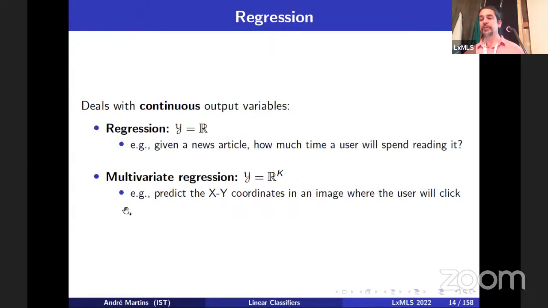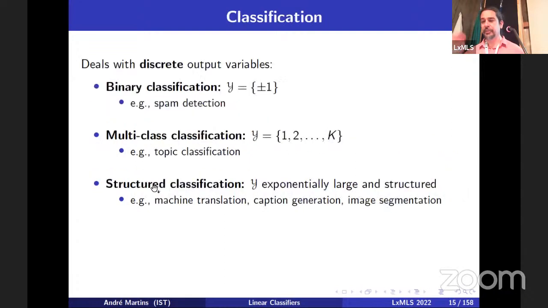Another example is multivariate regression. This occurs if you are predicting not just a single continuous quantity, but multiple continuous quantities. It's interesting if these quantities are correlated with each other. One example is when the input is an image, and you want to predict the position in the image where a user is going to click, given by its XY coordinates. So in this case, you need to predict two real numbers, the X and the Y, to define the position in the image. It's also a regression problem, but now multivariate regression. There's a lot more, of course.